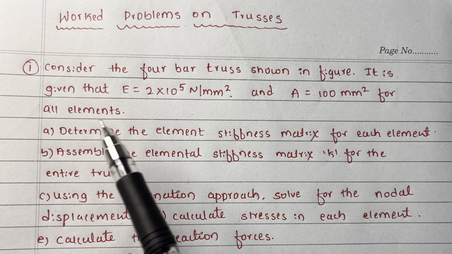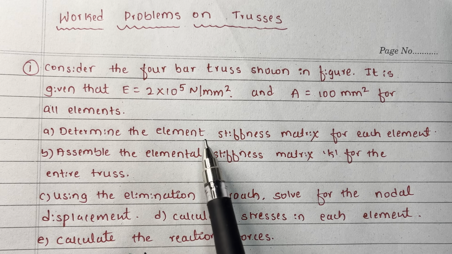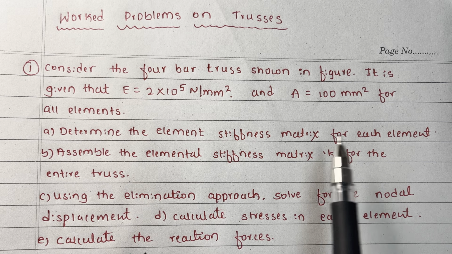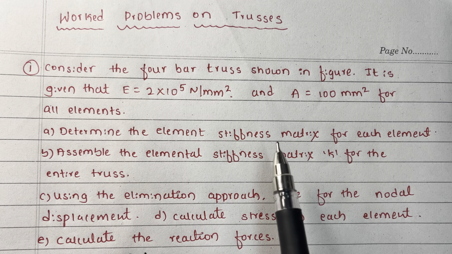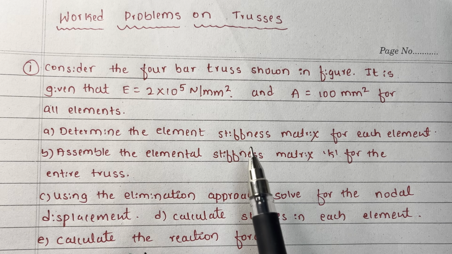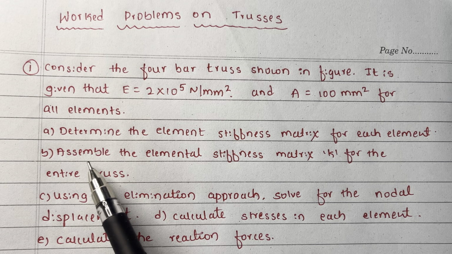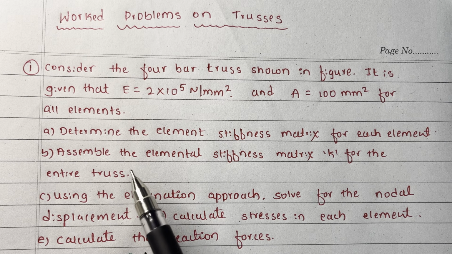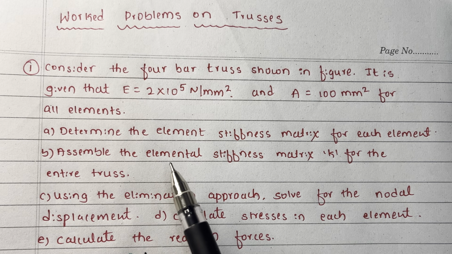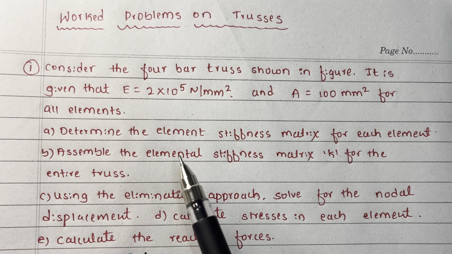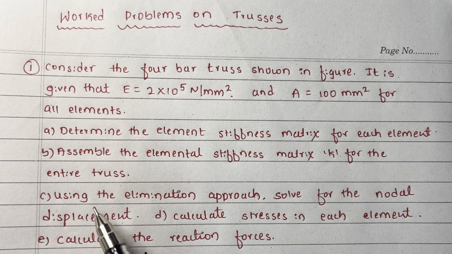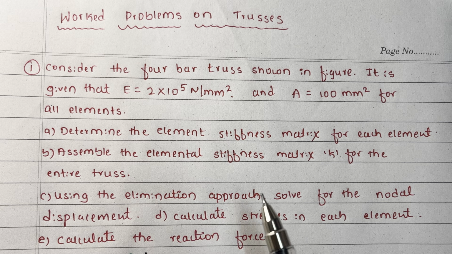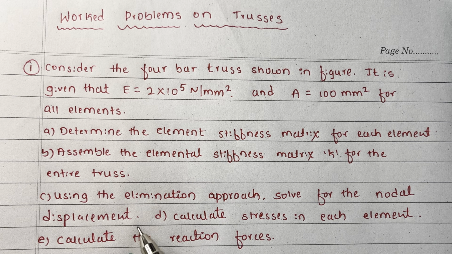For all elements we have to determine the element stiffness matrix for each element. So in this problem, as we have 4 elements, we have to calculate K1, K2, K3, K4. Then the second question, assemble the elemental stiffness matrix K for the entire truss. So here we have to calculate the global stiffness matrix, that is K is equal to K1 plus K2 plus K3 plus K4. Okay, then using the elimination approach, solve for the nodal displacement.